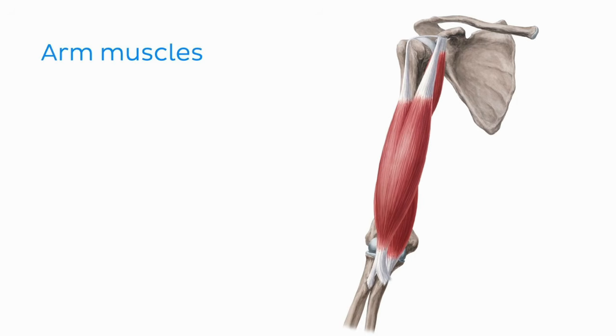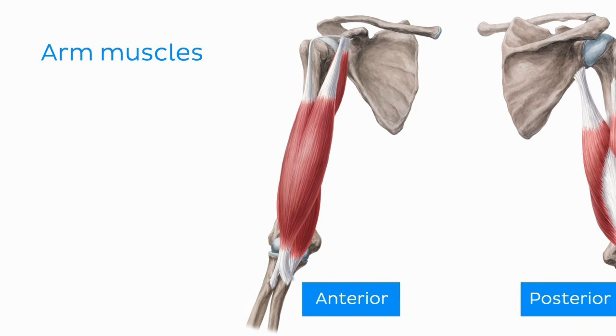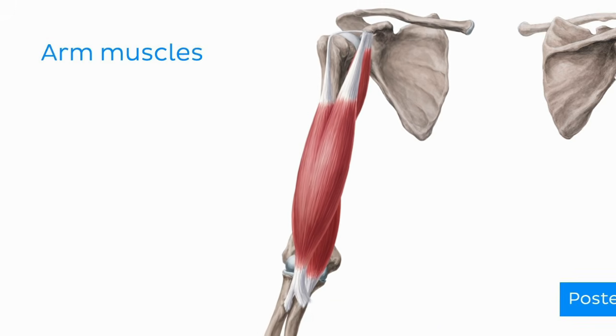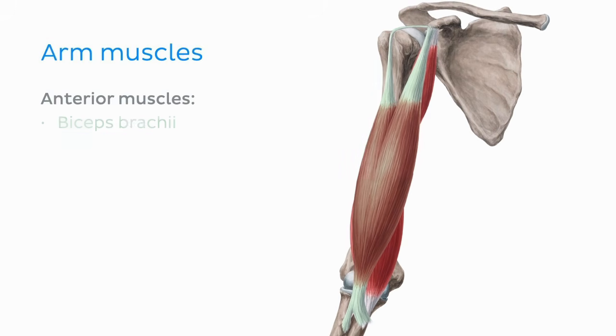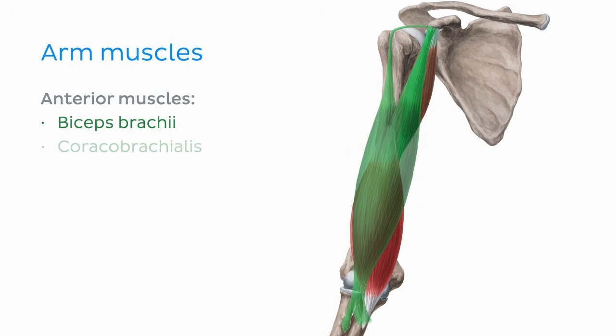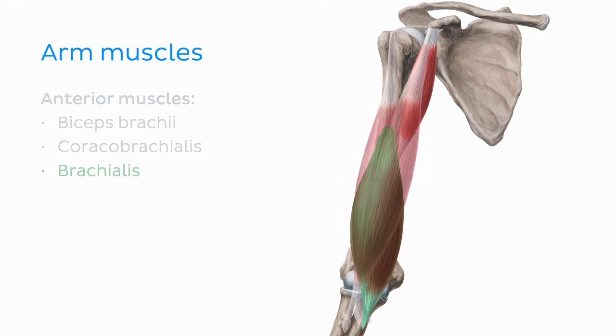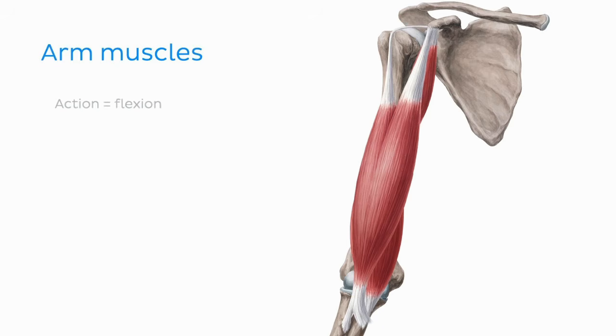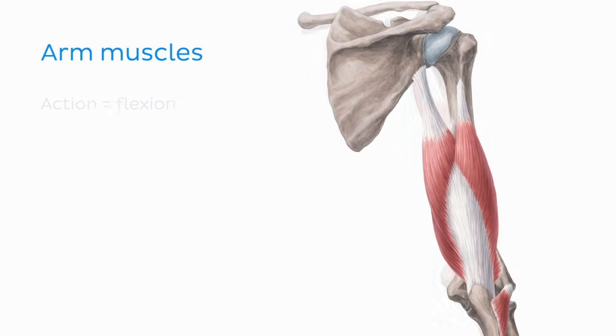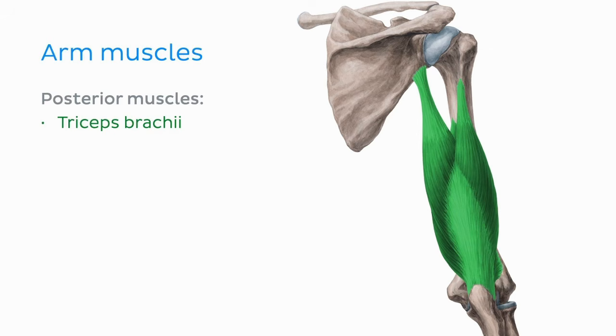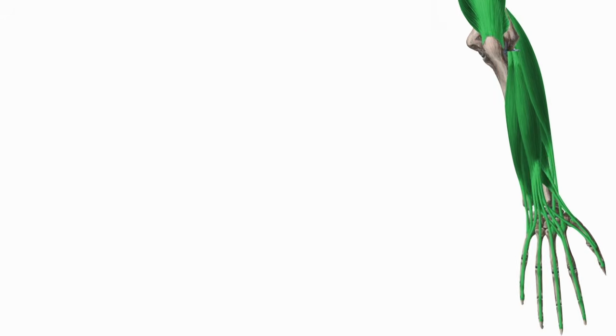The main muscles of the arm were grouped into anterior and posterior groups. Muscles of the anterior group consisted of the biceps brachii, the coracobrachialis, and brachialis muscles. We identified the anterior group to be predominantly flexors of the arm and forearm. The main muscle of the posterior region was the triceps brachii muscle, and we learnt that its main function was extension. The forearm came next.